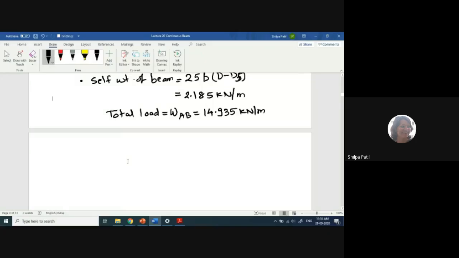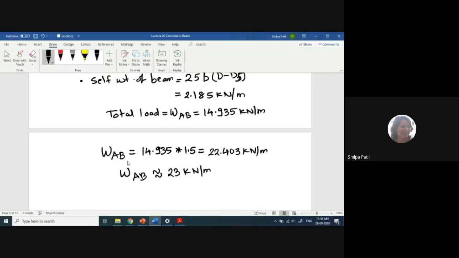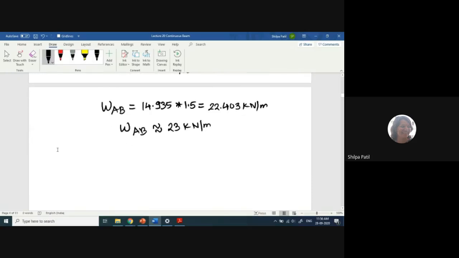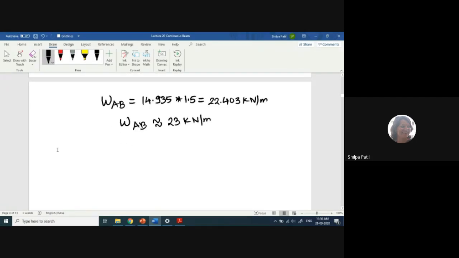We have to find out the design load. So WAB design load will be this value multiplied by 1.5. That is 14.935 multiplied by 1.5, where 1.5 is the partial safety factor. What is the value? 22.4025 kilonewton per meter. Let us assume WAB as, I will round it off to the higher value, say 23 kilonewton per meter. I have increased the load a little bit. Okay, so this is the load we have calculated for span AB.